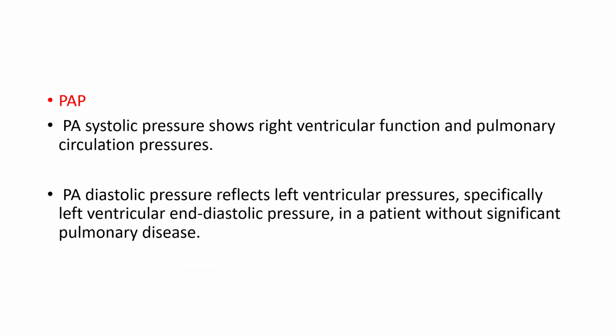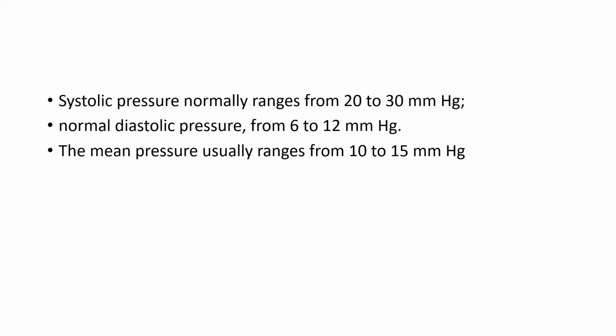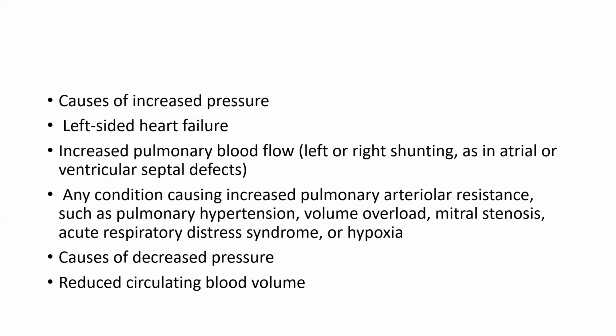Now, this pulmonary artery systolic pressure shows the right ventricular function and pulmonary circulation pressure. The pulmonary artery diastolic pressure reflects the left ventricular pressure, specifically left ventricular end diastolic pressure in patients without significant pulmonary disease. So systolic pressure normally ranges from 20 to 30, and normal diastolic pressure will range from 6 to 12. The mean pressure is usually from 10 to 15.